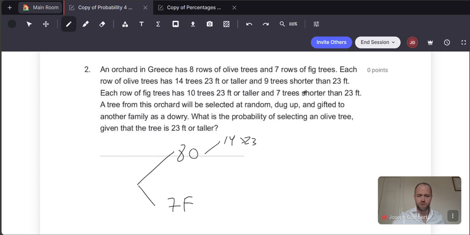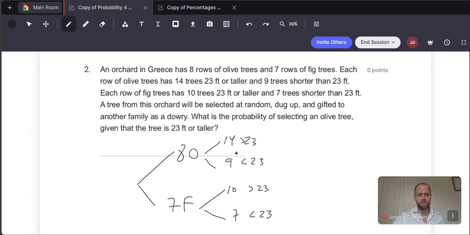And 9 trees that are shorter than 23 feet. So 9 that are less than 23. Each row of fig trees has 10 trees that are 23 feet or taller, so that's 10 that are over 23, and 7 trees that are shorter than 23 feet, so 7 is less than 23. A tree from this orchard will be selected at random, dug up, and gifted to another family as a dowry. What is the probability of selecting an olive tree given that the tree is 23 feet or taller?